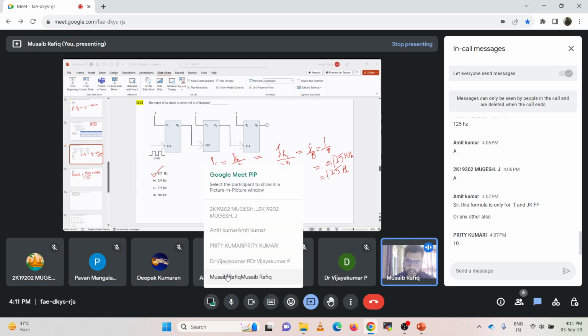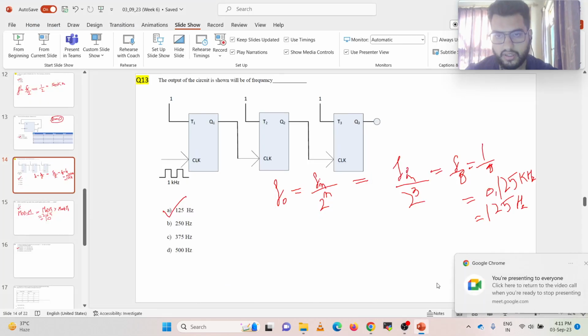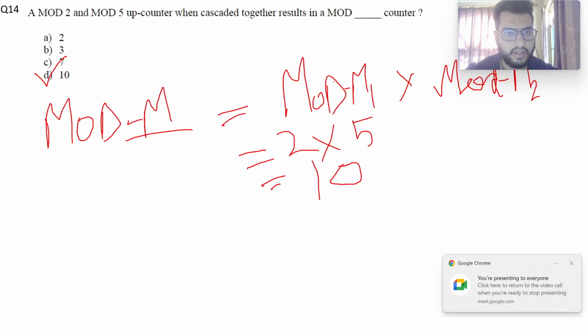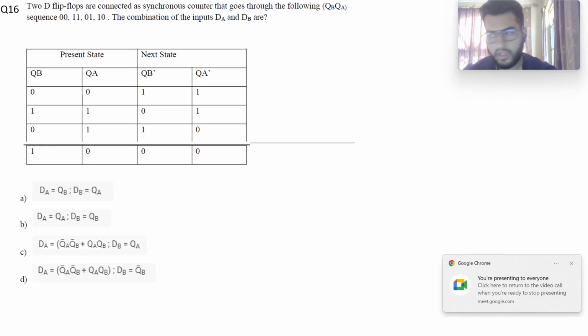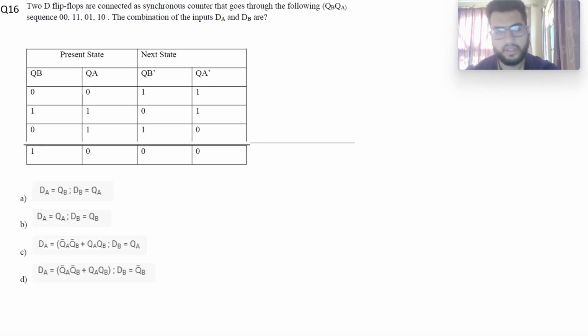Now we have discussed question number 13 and 14 also and 15. Now we need to discuss question number 16. So what we have here is two D flip-flops connected as a synchronous counter that goes through the following sequence: 00, 11, 01, 10, 00. The combination of inputs DA and DB. So we are given the present state and the next state, and we need to figure out what the combination of inputs is.